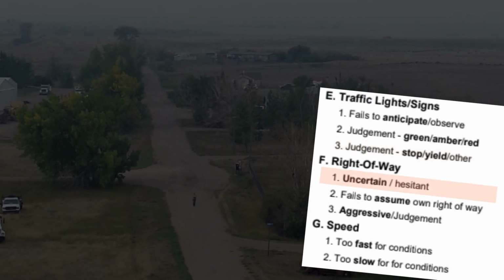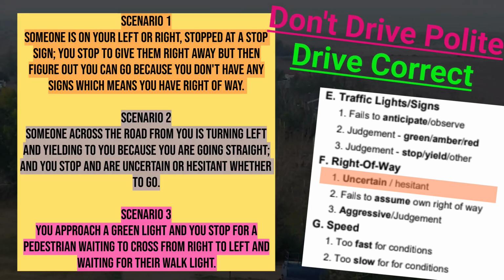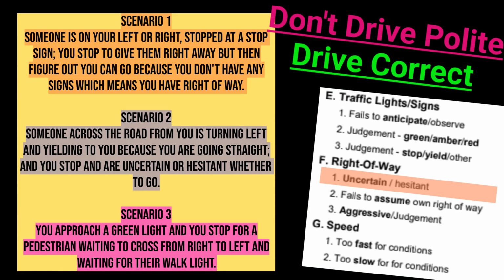Right of way. Lots of people, when they're first learning to drive, do struggle with this. First of all, when you come to the intersection, get the full picture. Look around, see who has signs. Pause the video here and take a look at 3 of these scenarios.